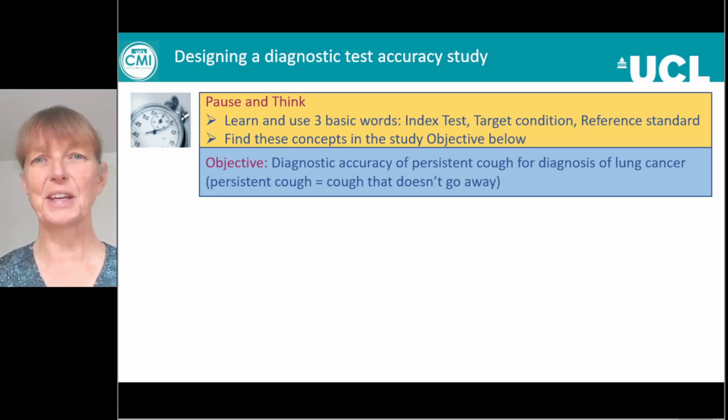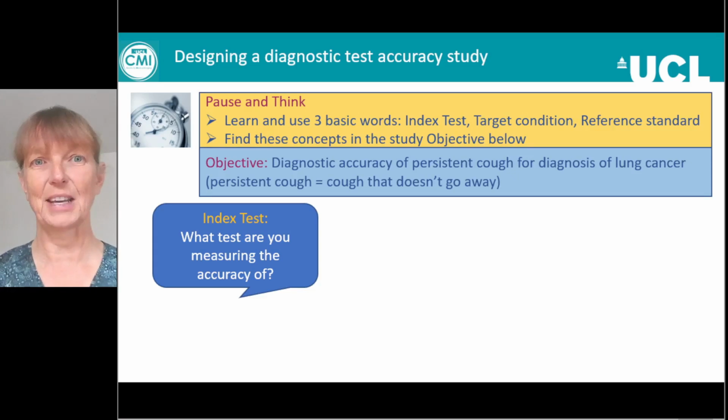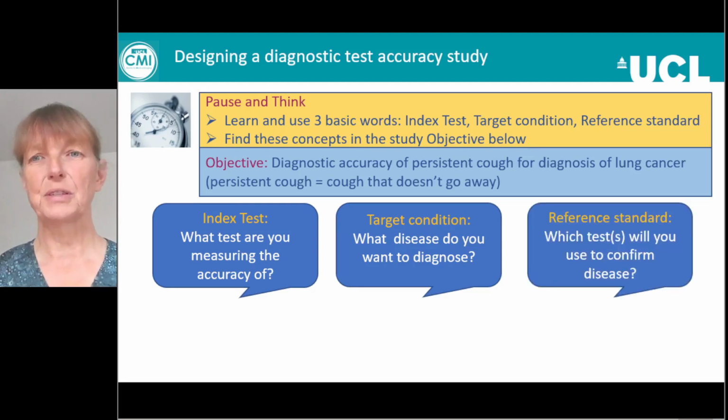For this pause and think exercise, what I want you to do is find these 3 concepts in the study objective below. The objective is diagnostic accuracy of persistent cough for diagnosis of lung cancer. And persistent cough I'm defining as a cough that doesn't go away. Work out what's the index test you're trying to measure the accuracy of, what's the target condition, what's the disease you want to diagnose, and what's the reference standard.